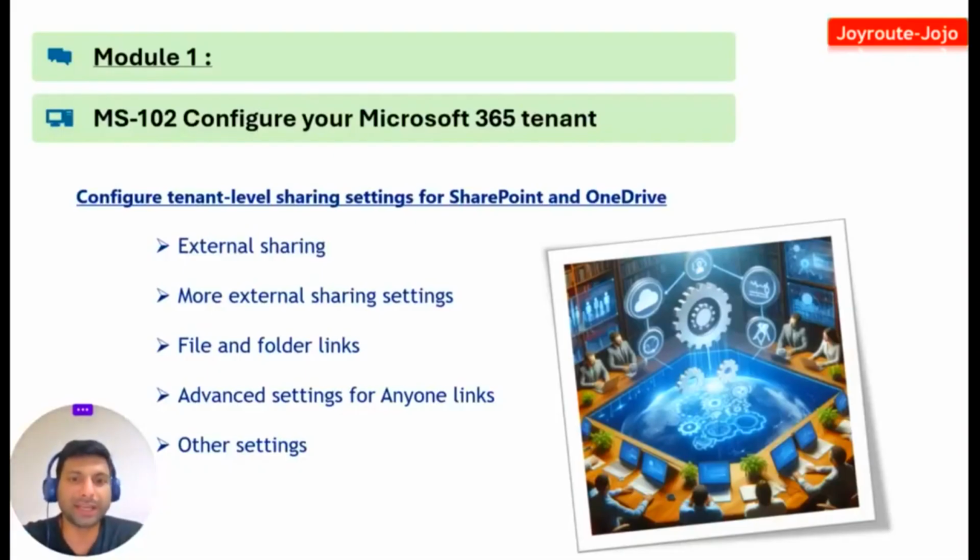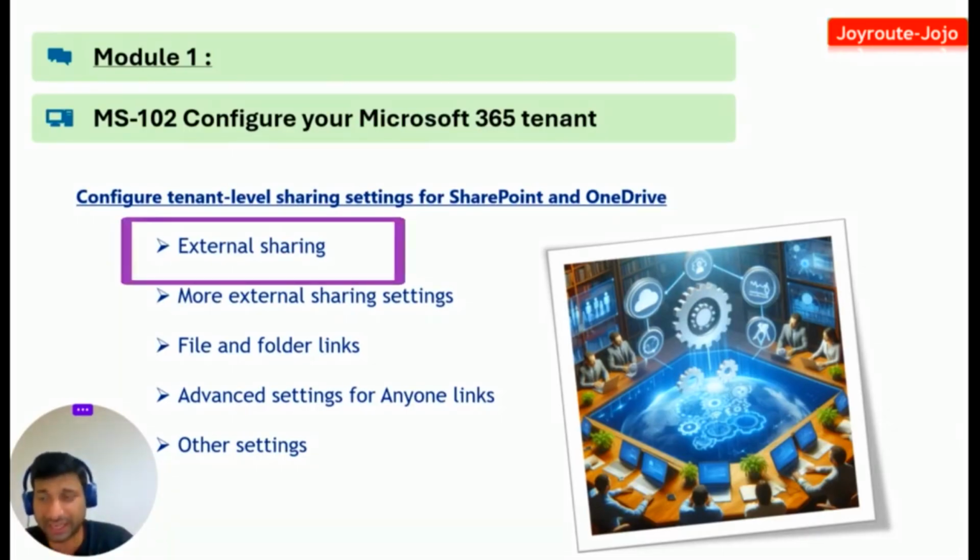Configuring the tenant-level sharing settings for SharePoint and OneDrive is the next unit in this particular module. This is a big module. We have a lot to cover in this particular module, MS-102, Configure your Microsoft 365 tenant. As we are aware, SharePoint and OneDrive are two cloud-based platforms that allow us to store, share, and collaborate on files and folders in Microsoft 365. The external sharing features of SharePoint and OneDrive let users in your organization share content with people outside the organization.